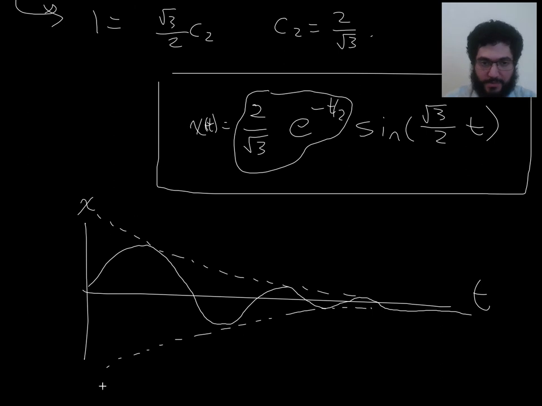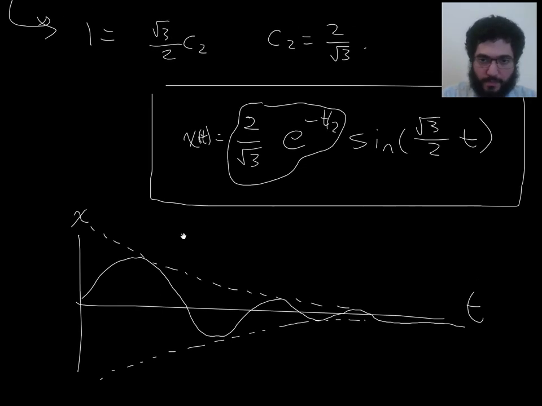It's sort of trapped between these two, and the amplitude is decaying in time. So think of this as oscillation with decaying amplitude rather than constant amplitude. It's kind of interesting. One thing to notice is that the frequency is the same all the time.